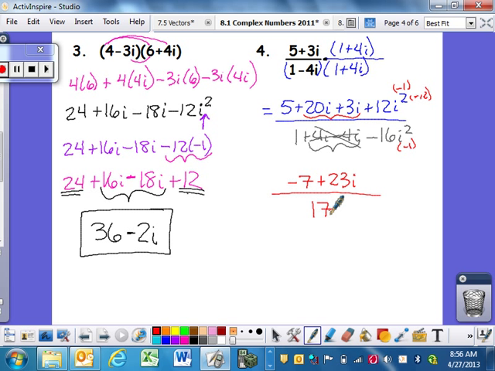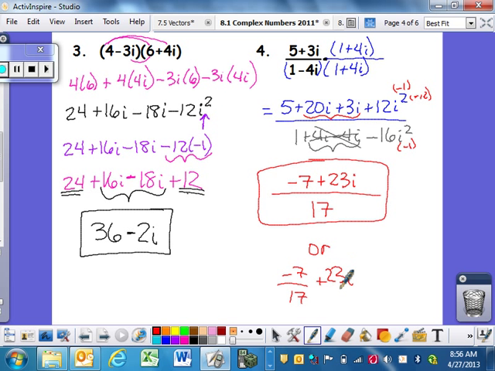And there's a variety of ways that you can write this. You could write it like this, or you could split it up into your real part. So negative 7 over 17 is your real number, plus the imaginary is 23i over 17. Either of them are acceptable.